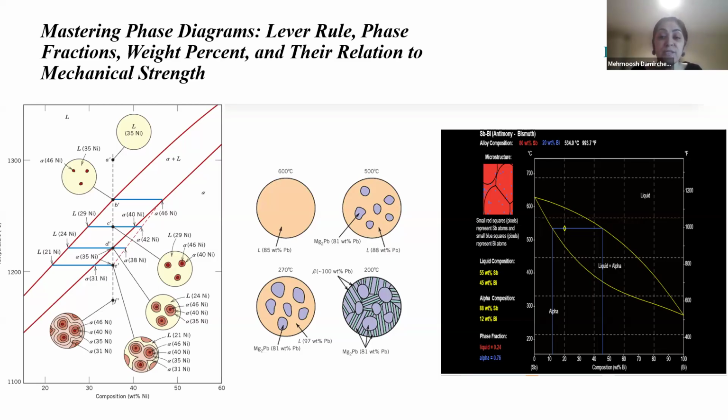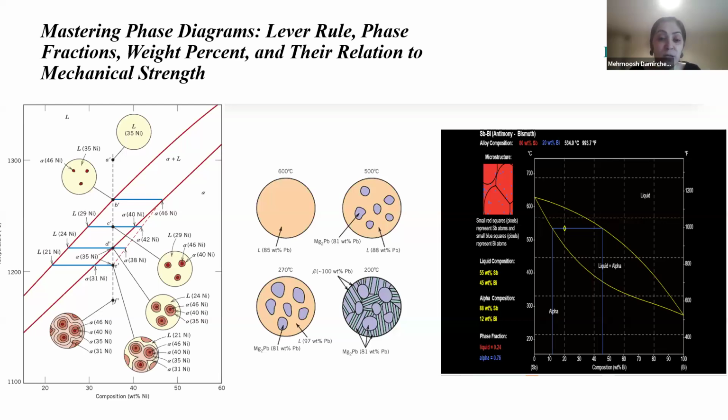We will also see how these phase fractions and weight percent directly influence properties such as mechanical properties or material properties, like strength, tensile strength, ductility, and hardness. By the end of this video, you will understand how to read phase diagrams and apply the lever rule to real alloys and connect these concepts to mechanical performance.